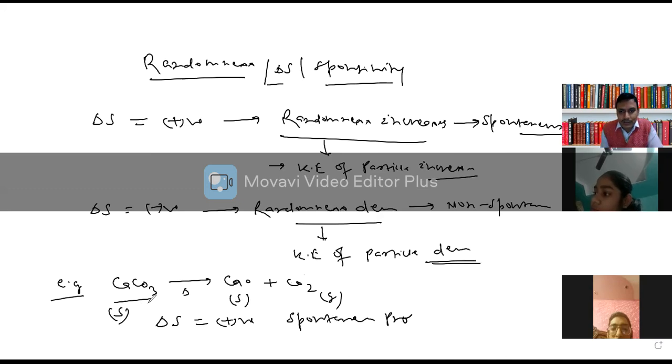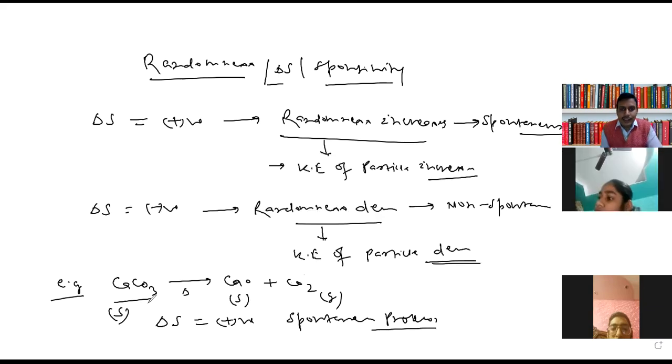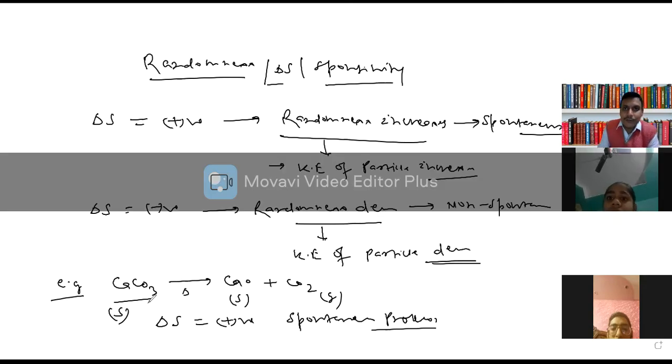Through this, we can easily identify whether a particular process is spontaneous or non-spontaneous. This is very, very important. Now, moving forward, I am taking several examples also. Take the screenshot of this.